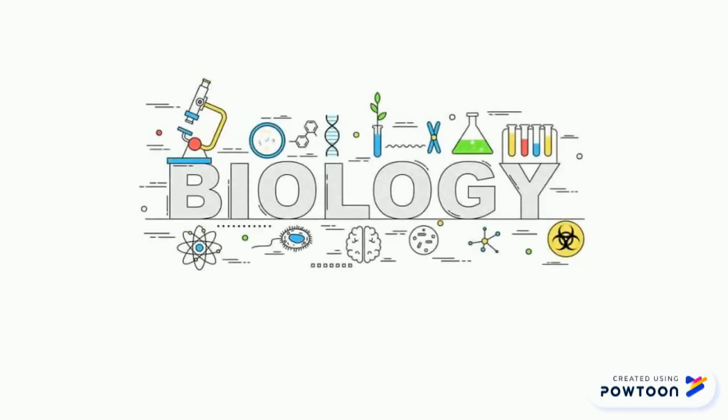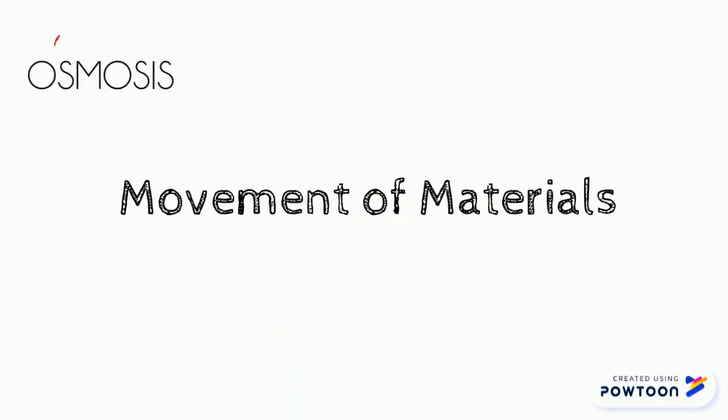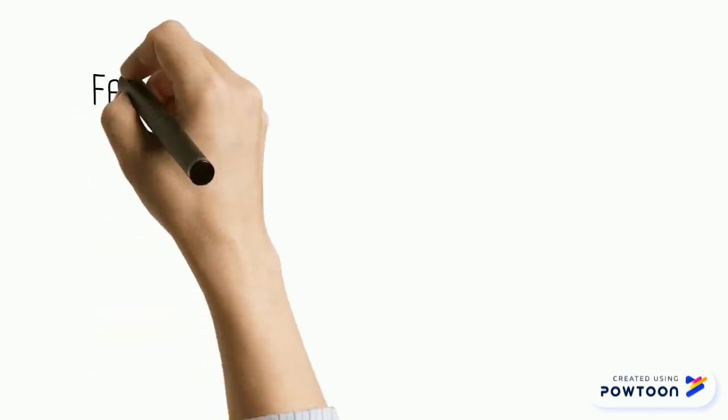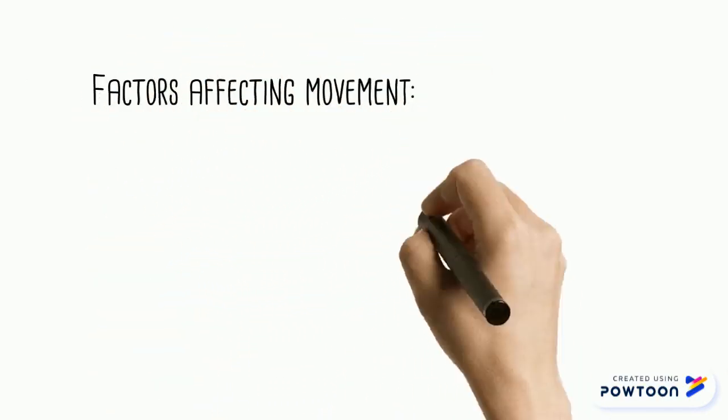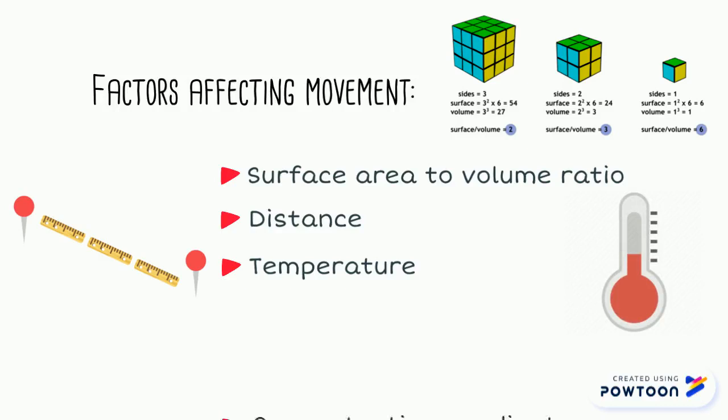Hello, today I will be talking about the movement of materials, including osmosis, diffusion, and active transport. There are four factors affecting the movement of substances: surface area to volume ratio, distance, temperature, and concentration gradient. For the concentration gradient factor, active transport is the only exception to it.